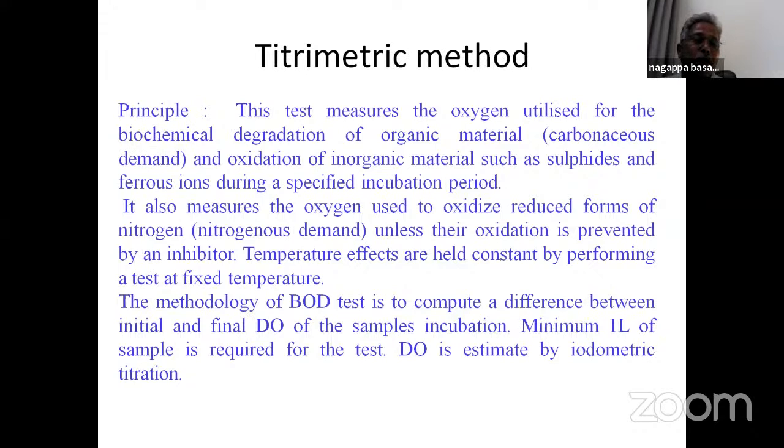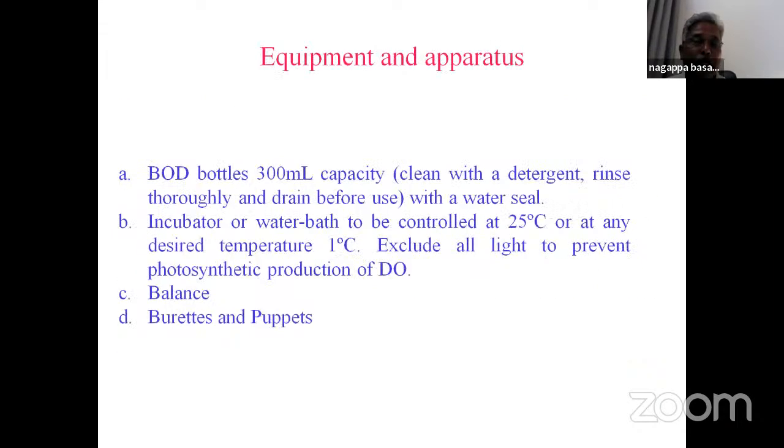Biochemical oxygen demand: biologically we estimate by adding chemicals, estimating the difference between the DO on the first day and the third day. It is called the biochemical oxygen demand reaction. Generally, 300 ml BOD bottles are required. We have to calculate how much sample is required, what the DO level is on the first day, and what the DO is after 3 days. It decreases in the bottle after adding bacteria.